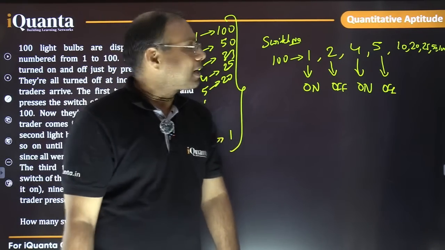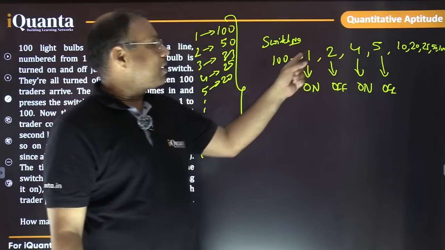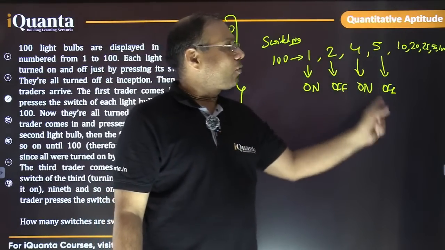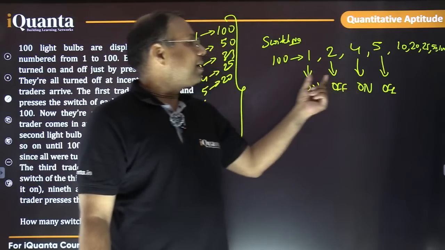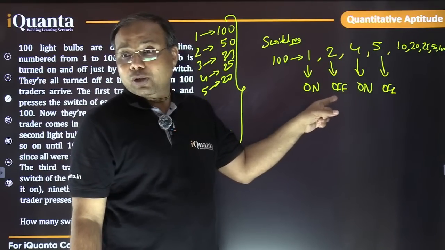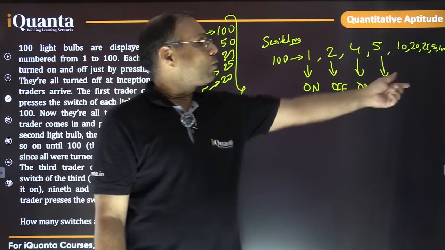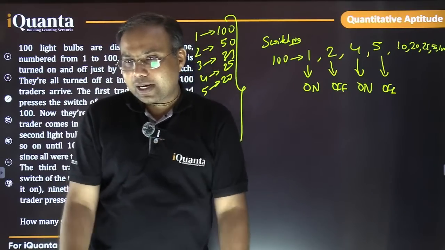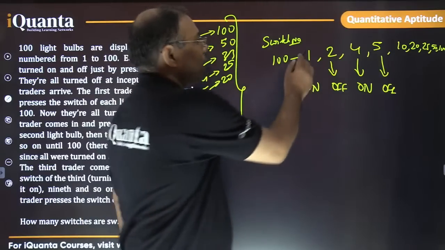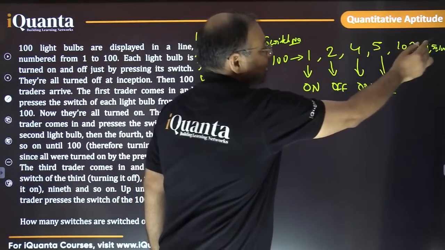And it's very clear now, as we have already seen, the first person is going to turn it on, then the next one off, then on, then off, then on, then off. So if an even number of persons had come, finally it would be off, and if an odd number of persons come, it will be on, right? So how many factors does 100 have? 1, 2, 3, 4, 5, 6, 7, 8, 9.